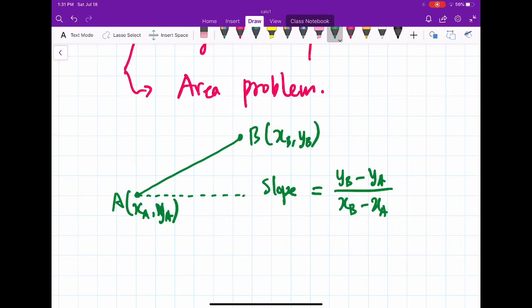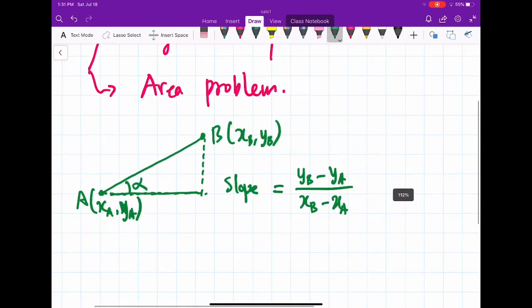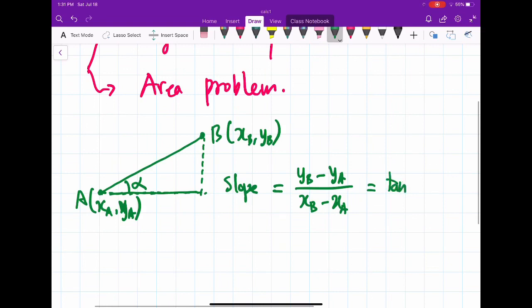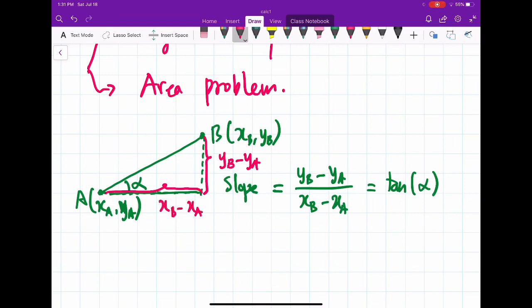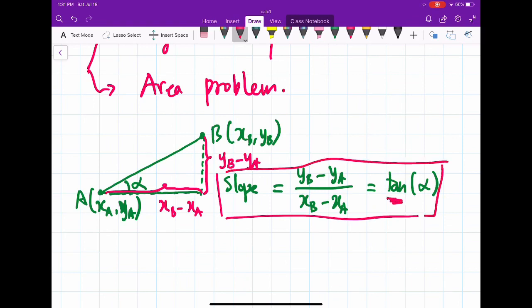So what is the slope? I hope you still remember this. Suppose this is alpha, the angle. Then the slope is nothing but the tangent of alpha, right? So the tangent of alpha is equal to this distance divided by this distance. The first one is nothing but YB minus YA, and this is XB minus XA. So you have the slope, the tangent right here. This is really interesting because we have tangent in here, and that explains why we call some line a tangent line, right?